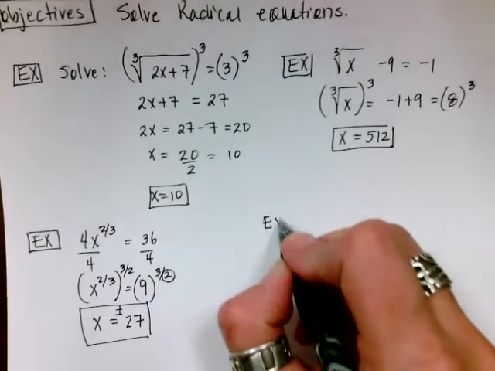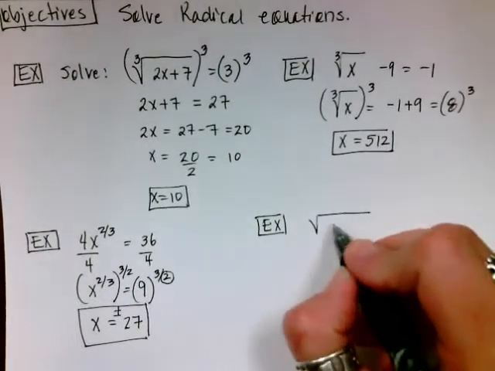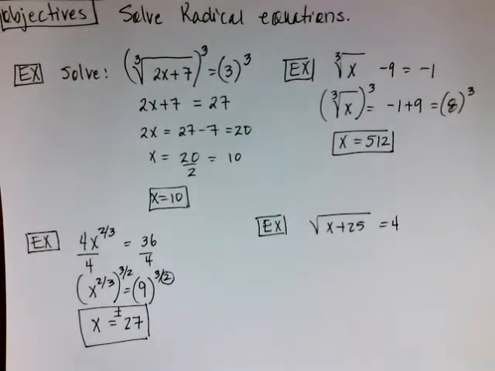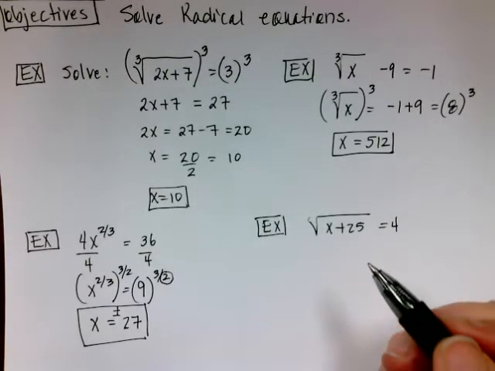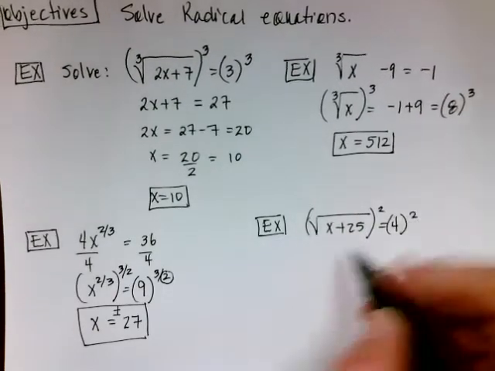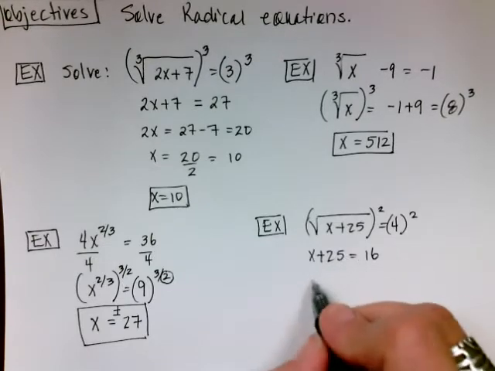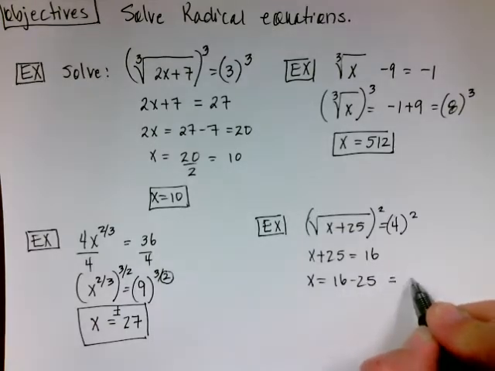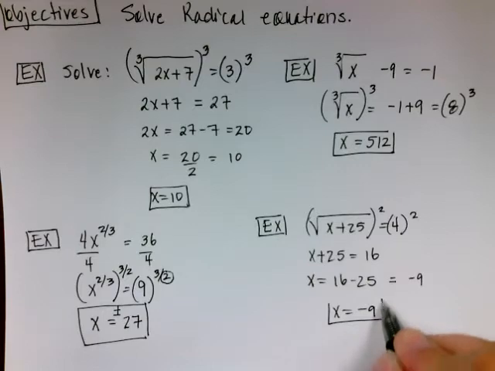All right, next example. The next one is going to be the square root of x plus 25 is equal to 4. Notice there's no index, the little number right here, so that means I'm just taking a square root. So I'm going to raise both sides to the second power. And I get x plus 25 is equal to 16. I'm going to subtract the 25 to get a negative 9. So I have x is equal to a negative 9.